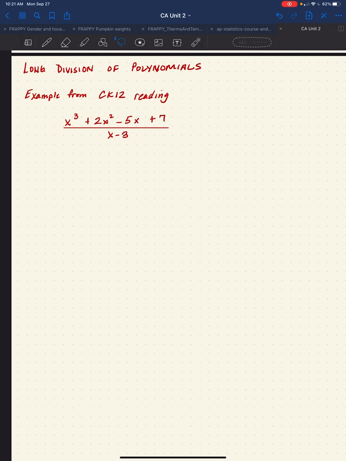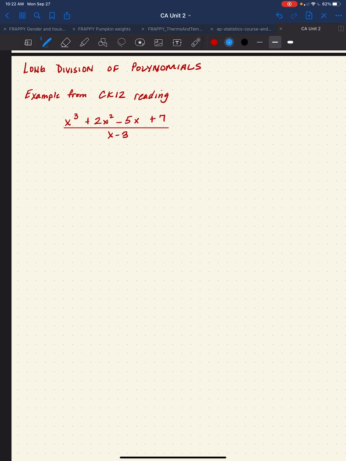Let's do an example of using traditional long division of polynomials. I happen to like this a little bit better just because it's not quite as algorithmic as the synthetic division, which means that I understand what's happening and why it's happening a lot better. But anyhow, it does take up a lot more space on your page, so here we go. I've got a full clean page ready for us.